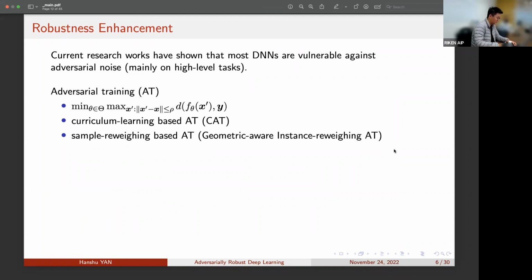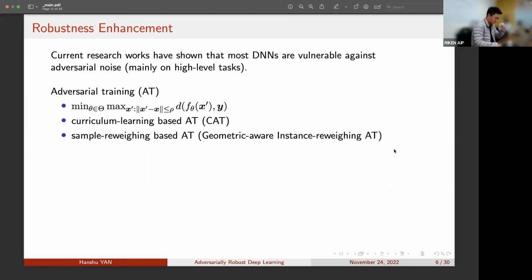The very common strategy is adversarial training, which is different from normal training. Adversarial training is formulated as a minimax problem. It means that during training, we first need to construct the adversarial examples of the original data, and we try to minimize the loss on the adversarial examples.